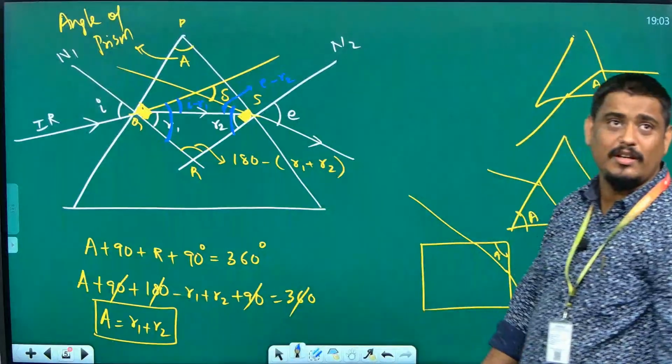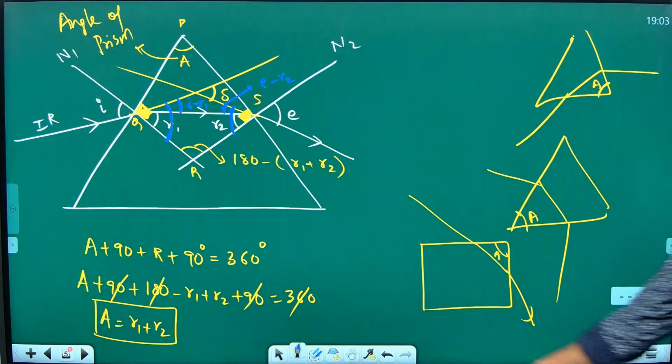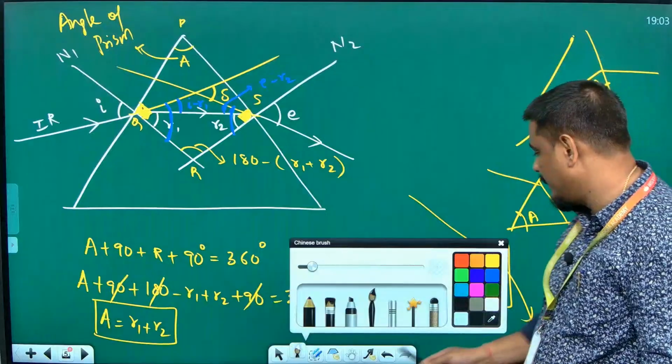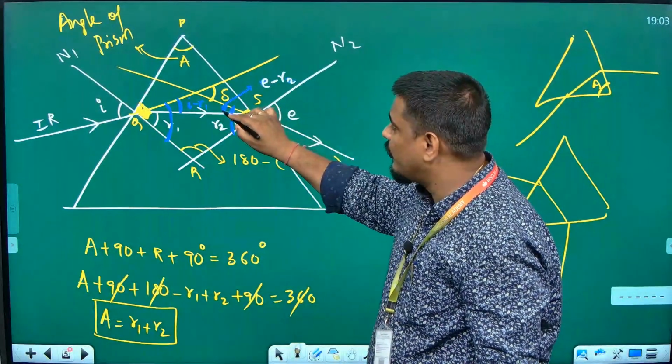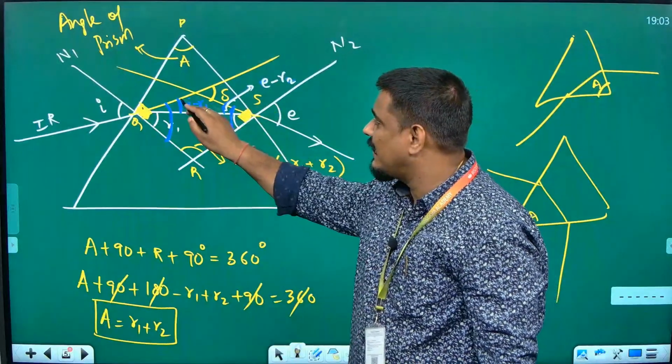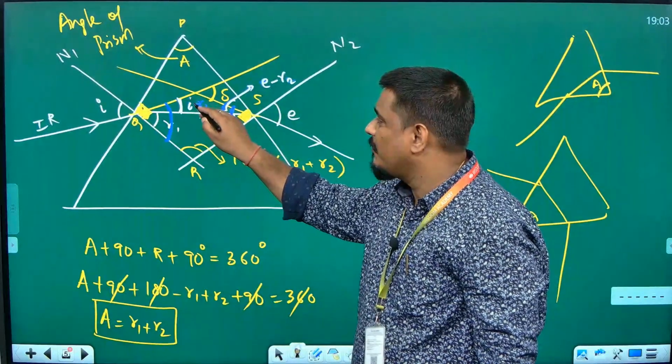It is blue color. I hope it is a little bit visible to you. If you want, I will change the color to white. But this is E minus R2, this angle I am talking about. And this angle is I minus R1.